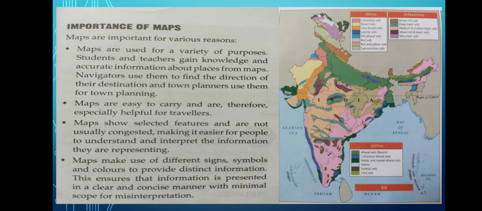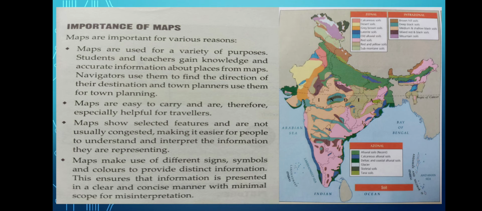So first, the importance of maps. Maps are very useful for us. Here I mentioned that maps form an important tool for data collection and its presentation. Maps are also easy to handle, as they can be folded or rolled and easily taken anywhere. For example, if we are traveling somewhere and want to find places, we can roll that map and easily carry it.